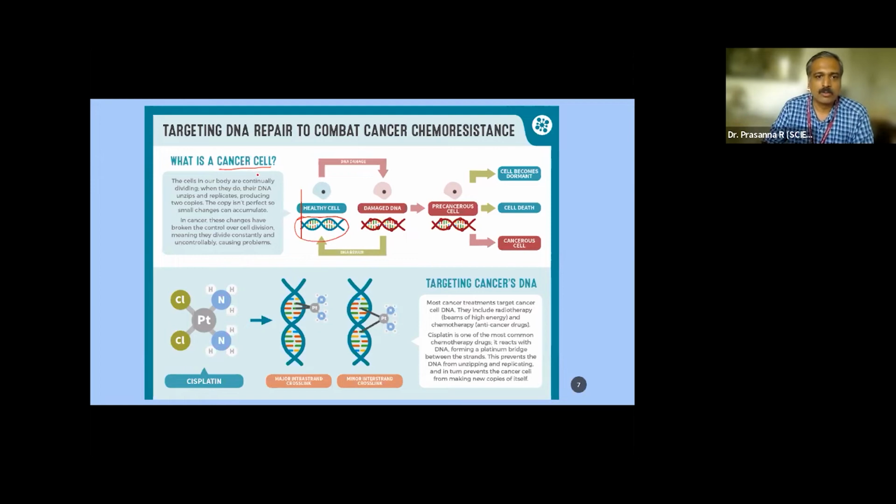Okay, coming back to this particular slide, what is a cancer cell? I have explained it very clearly. People have come up with a drug called cisplatin. What cisplatin does is it tries to lock the DNA, directly on the DNA part, and it is not going to allow the mutated DNA to undergo the process of producing RNA, and thereby the mutation is very well controlled.